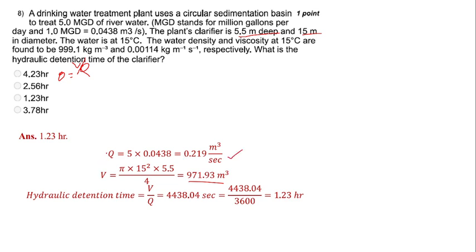V is calculated, Q is calculated. Just divide V by Q, and then you will obtain the value 1.23. This will be in seconds. So converting it to hours, the answer is 1.23 hours. This is a simple problem.